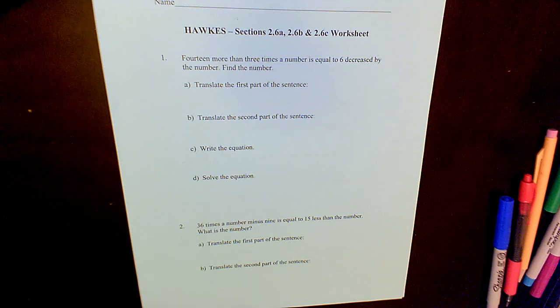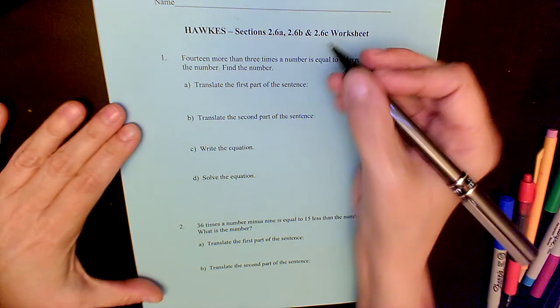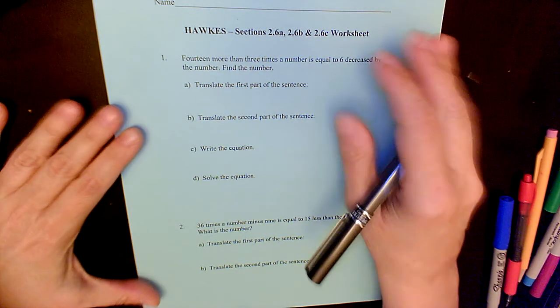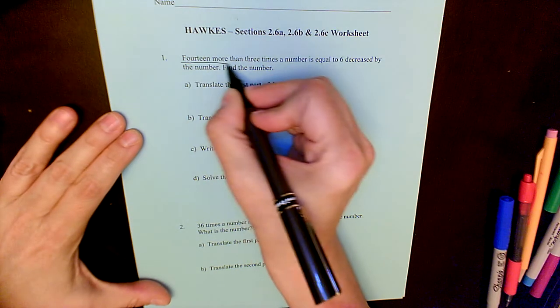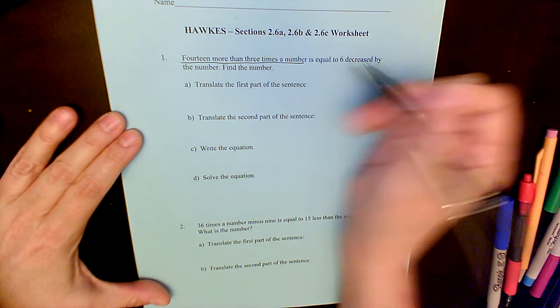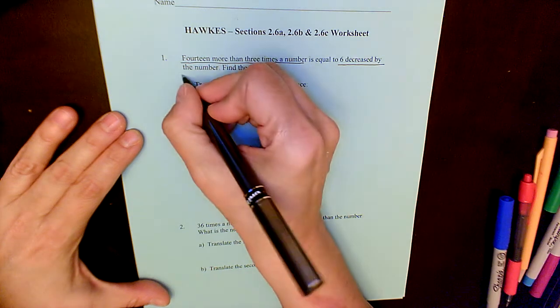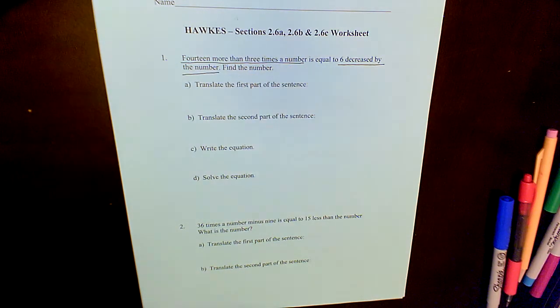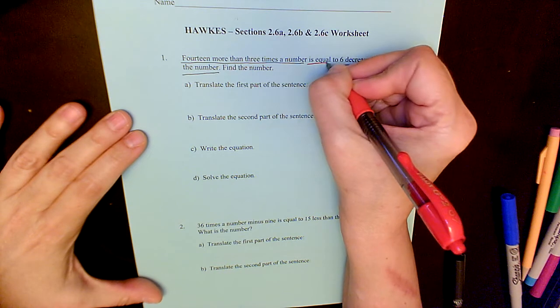Okay, I am going to break this down into two pieces, and "is equal to" is kind of the middle, right? So here's the first part, and here's the second part. "Is equal to" splits it in half.